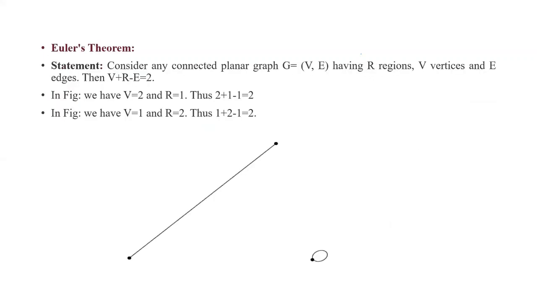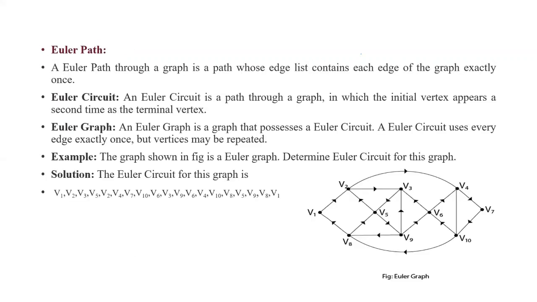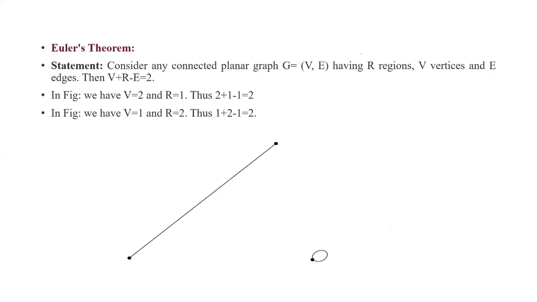So next, that is Euler's theorem. What is Euler's theorem? Consider any connected planar graph. What is a planar graph? We'll see in the next session. Having R regions, V vertices and E edges, the theorem states that V plus R minus E is equal to 2. V is the vertices, R is the regions and E are the edges. So V plus R minus E is equal to 2.